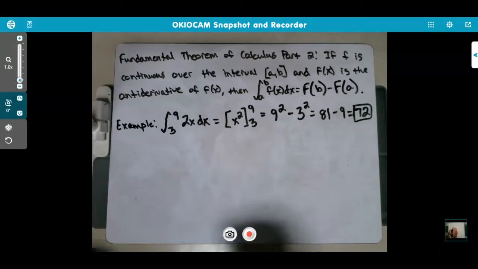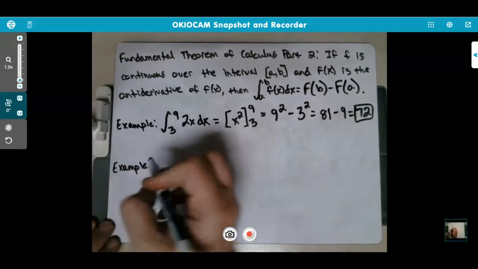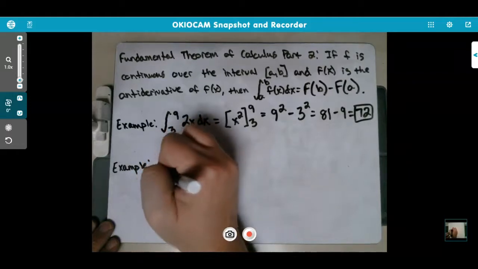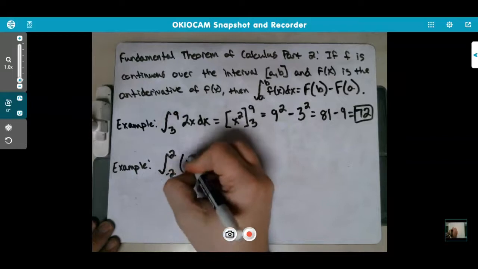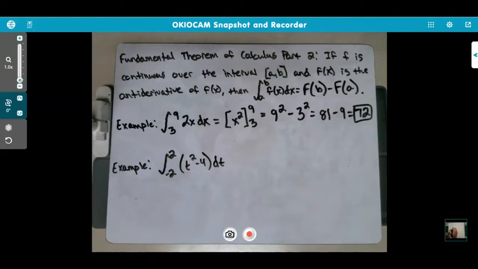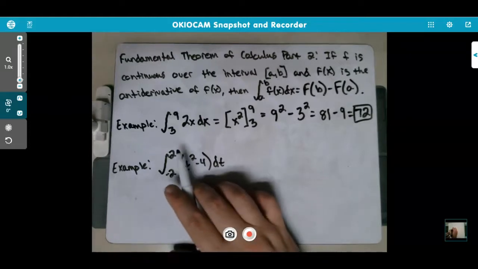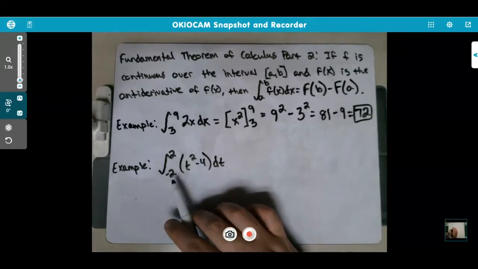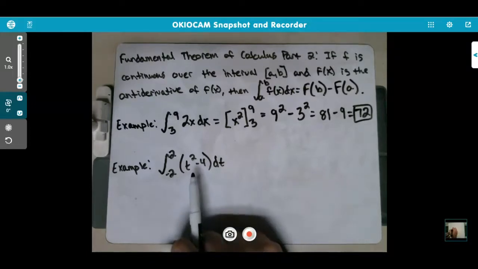Another example, integral from negative 2 to 2 of t squared minus 4 dt. All right, so the same thing. I'm going to find the antiderivative of this, and then plug in 2, plug in negative 2, and then subtract them. Okay. So first things first is I need to find the antiderivative of this.